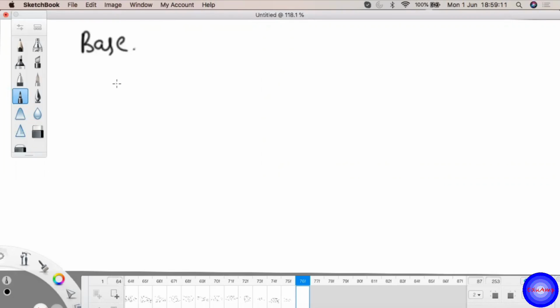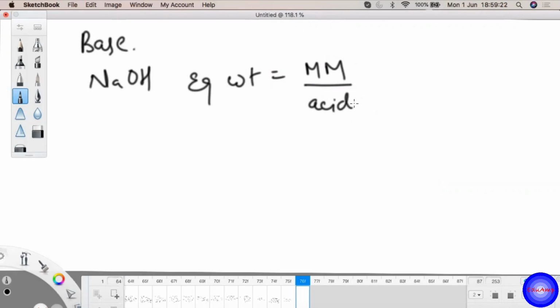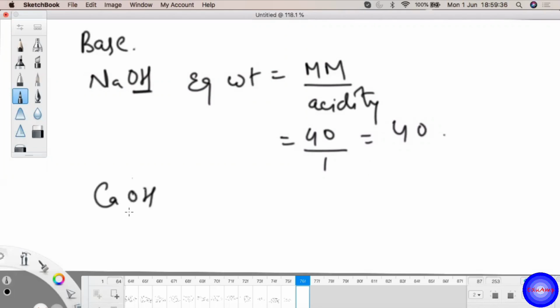Base. For example, I have to calculate the equivalent mass of NaOH. Equivalent weight is equal to the molecular mass of NaOH divided by acidity. Acidity is the number of replaceable OH. So molecular mass is 40, divided by the number of replaceable OH, which is 1. So its equivalent mass is 40. Now, you have to calculate the equivalent mass of calcium hydroxide. Calcium atomic mass is 40, oxygen 16, hydrogen 1.